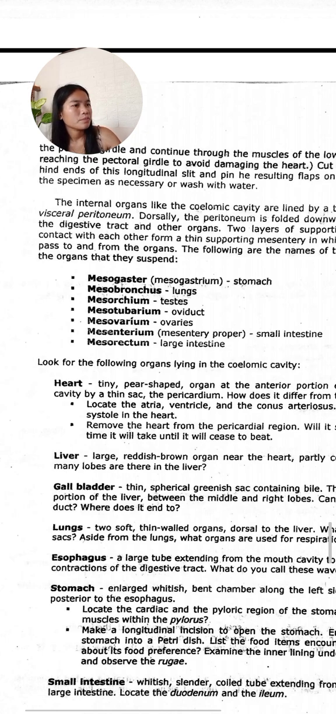Mesogaster is the fold of peritoneum connecting the stomach with the dorsal wall of the abdominal cavity. Next, mesobronchos is for the lungs. Mesobronchos is the main bronchus of either lung. Next is mesorchium. Mesorchium is the fold of peritoneum that attaches the testes to the dorsal wall of the body cavity or scrotal sac.